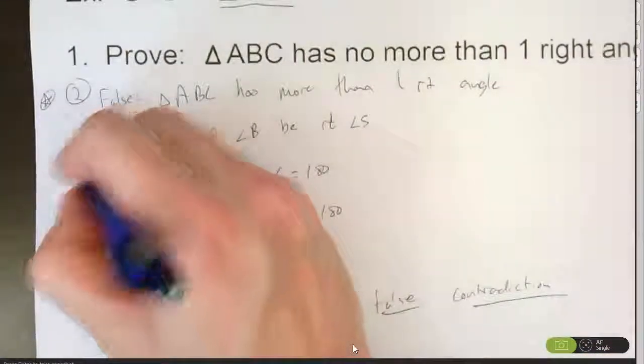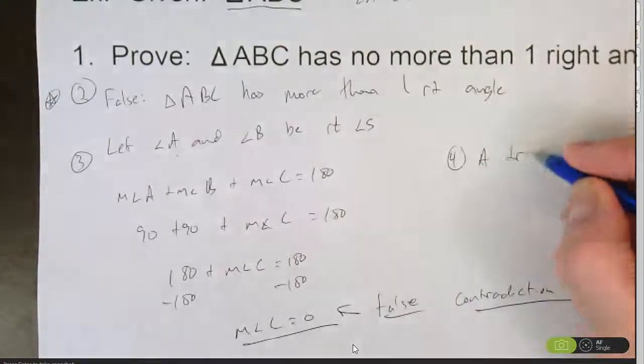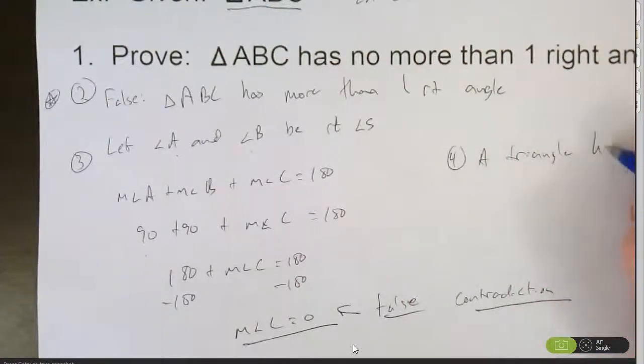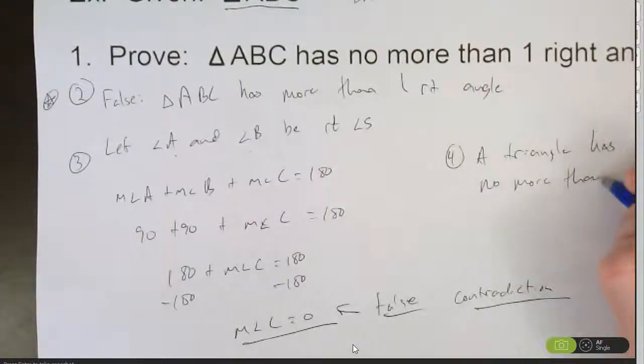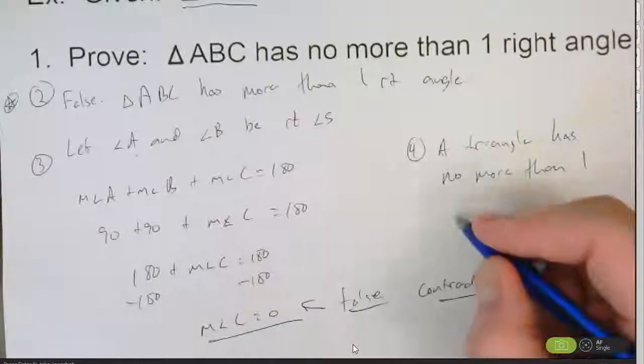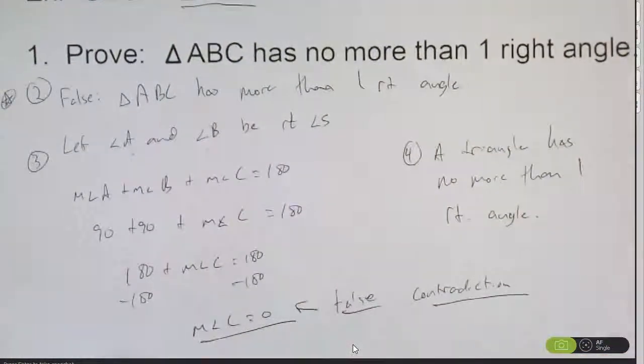Therefore, and this would be step 3, step 4, a triangle has no more than one right angle. Okay, there we go.